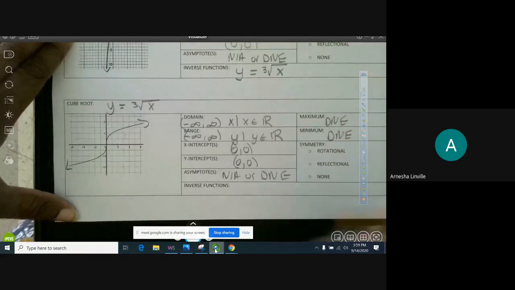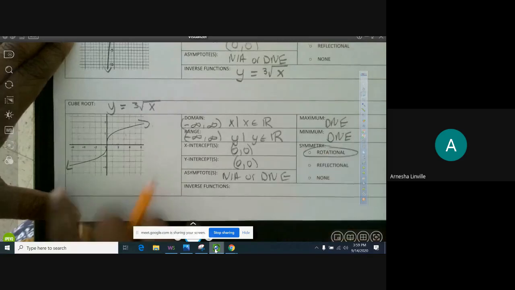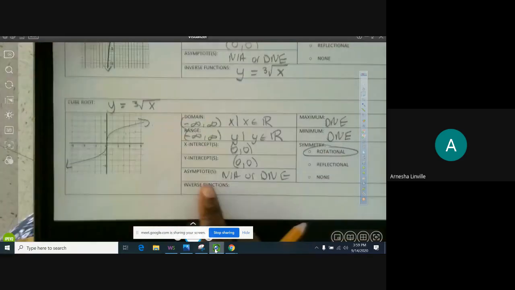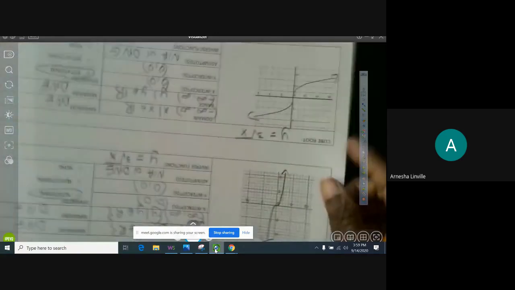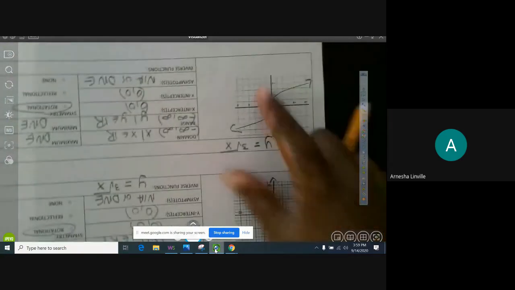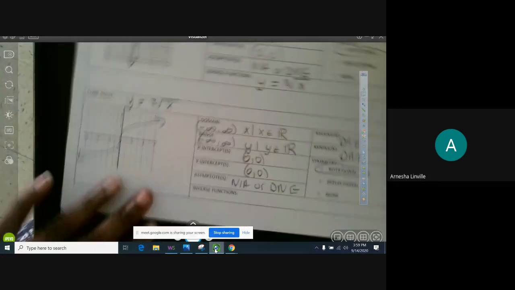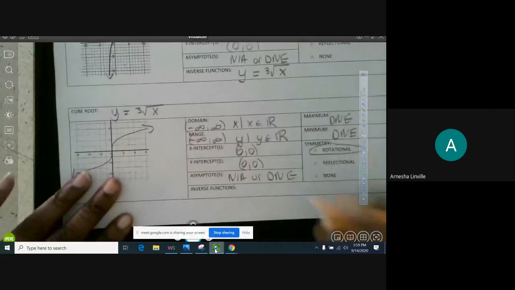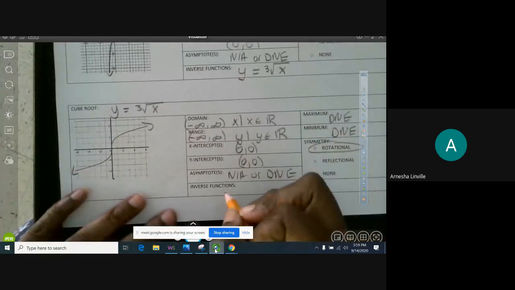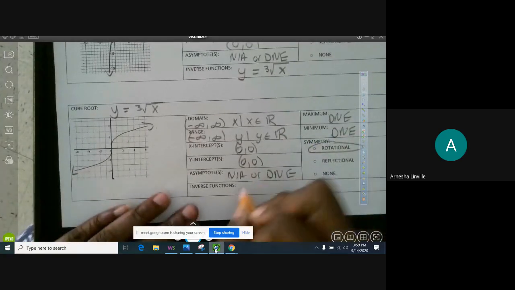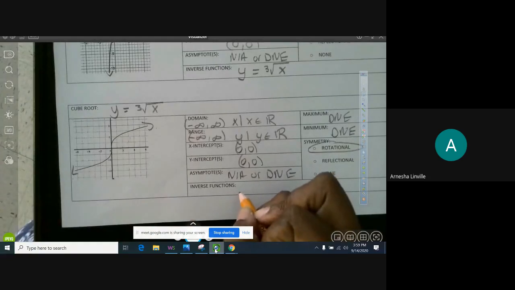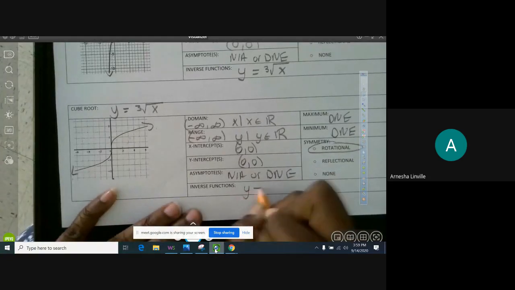And your symmetry, again, is rotational. So if I take this graph or my paper and turn it upside down, again, that looks like the original graph in the original way that it started. So therefore, I'm dealing with rotational symmetry. And then last, your inverse is going to be a cube. So the reverse or inverse of a cube root is going to be a cube.